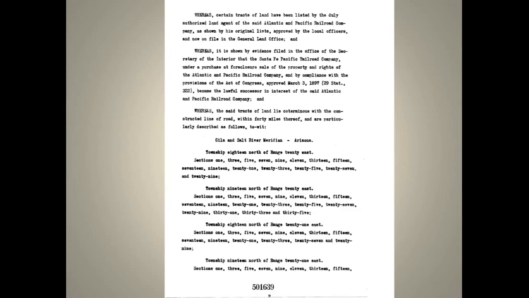whereas it is shown by evidence filed in the Office of the Secretary of the Interior that the Santa Fe Pacific Railroad Company was under a purchase at foreclosure sale of the property and rights of the Atlantic and Pacific Railroad Company, and by compliance with the acts of Congress approved March 3rd, 1897, became the lawful successor in interest of the Atlantic and Pacific Railroad Company. So they're basically saying that originally the Atlantic and Pacific Railroad Company was entitled to it. They went bankrupt, and the Santa Fe Pacific Railroad Company became the owners in the bankruptcy.